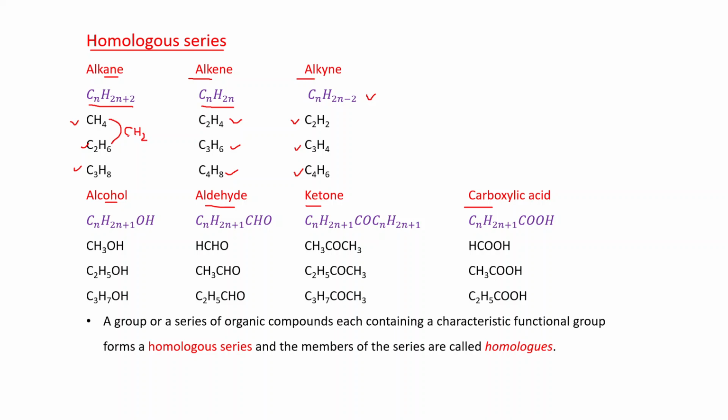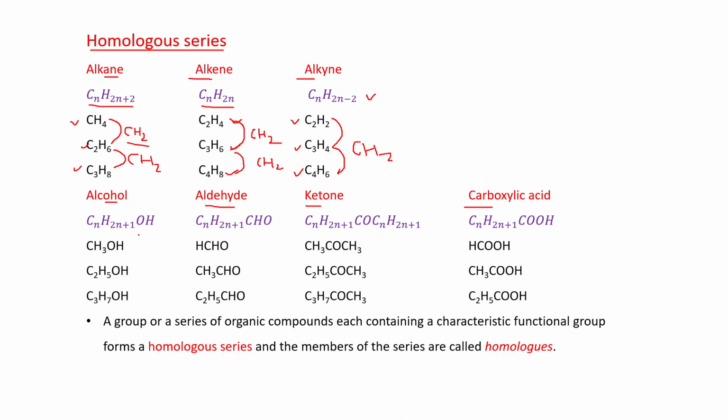The difference between CH4 and C2H6 is CH2. In the same way, if you go from this to this, again the difference is CH2. If you go from this to this, what is the difference in the formula? This is again CH2. And again, the difference is CH2. In the same way, for alkene and alkyne, the difference is CH2.